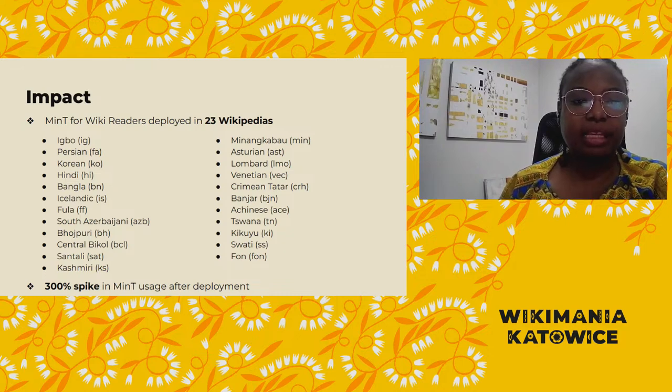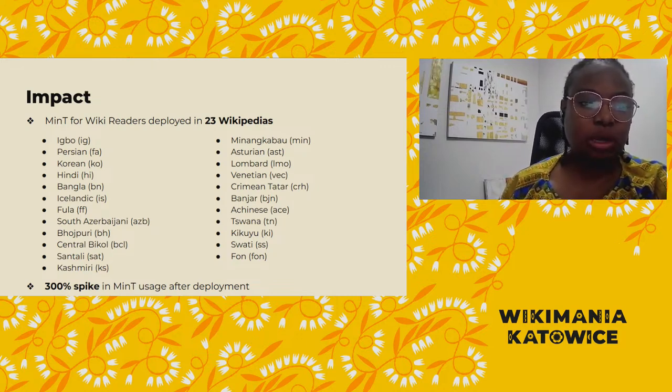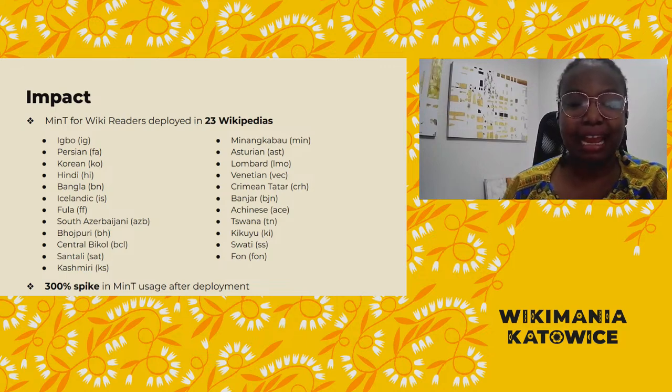Next slide, please. So far, these are the 23 Wikipedias that have Mint for Wiki Readers enabled. And we plan to reach out to more Wikipedia communities to propose enabling this feature in their wiki. Since this feature was enabled for the listed Wikipedias in June and July this year, about a month ago, we have seen a 300% spike in Mint usage, which is a good indication. And we're looking forward to what we'll learn from this initiative.